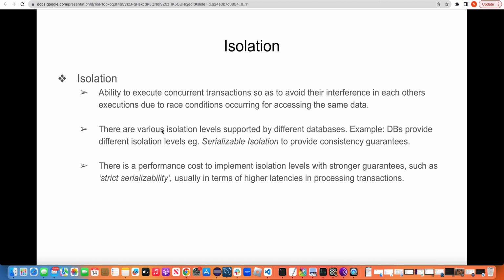What is isolation? Isolation is the ability to execute concurrent transactions so as to avoid their interference in each other's executions due to race conditions occurring when accessing the same data. There are various isolation levels supported by different databases. Example, DBs provide different isolation levels, such as serializable isolation to serializable isolation. There is a performance cost to implement isolation levels with stronger guarantees, such as strict serializability, which is yet another isolation level. And that performance cost is usually in terms of higher latencies in processing transactions.